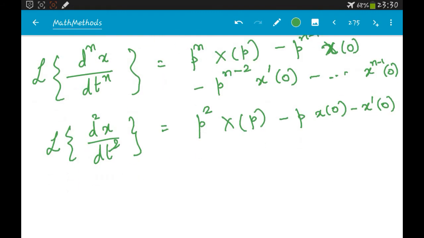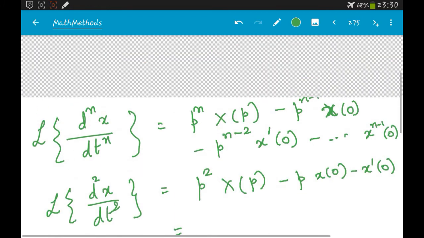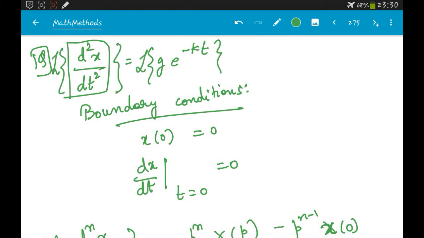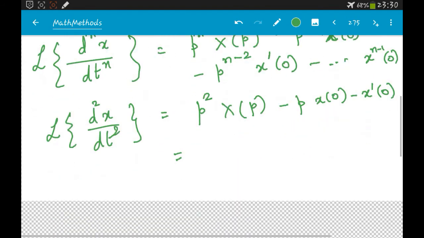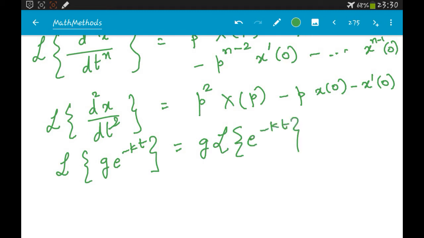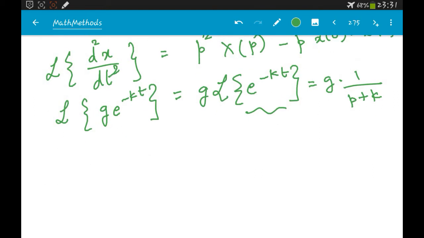So you will get, right. So what you have to do is take the Laplace transform on the left hand side and the Laplace transform on the right hand side. Okay. So what is the Laplace transform of g e power minus kt? This is nothing but g into the Laplace transform of e power minus kt, and this formula you remember. This is nothing but g into 1 by p plus k.